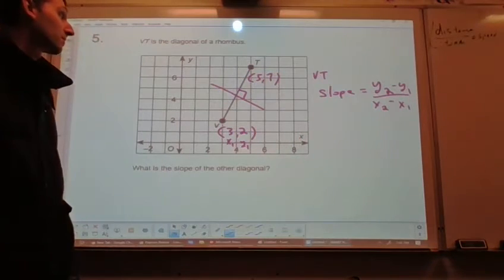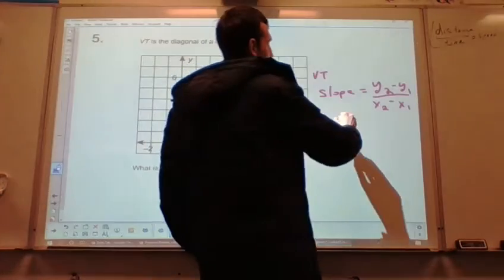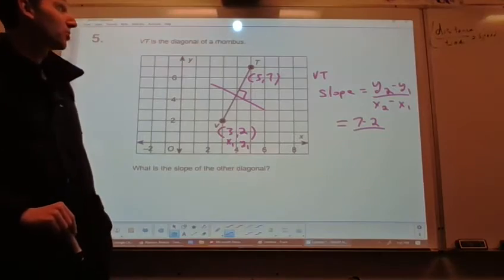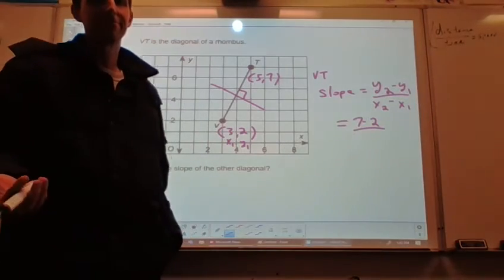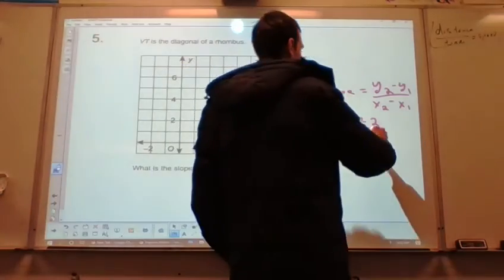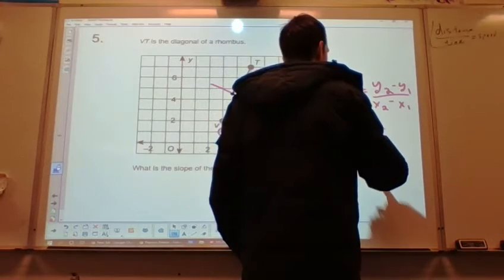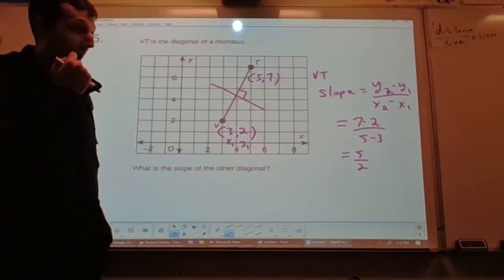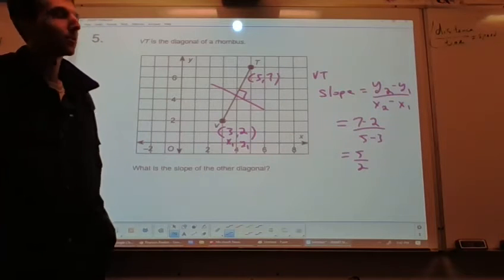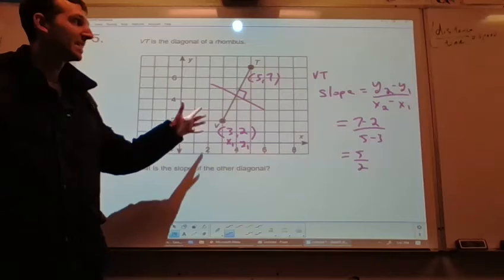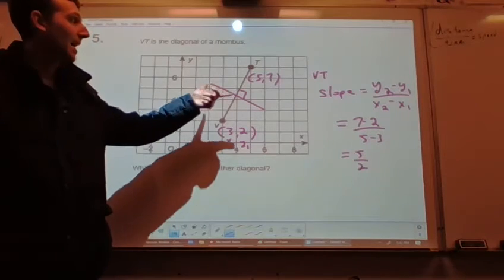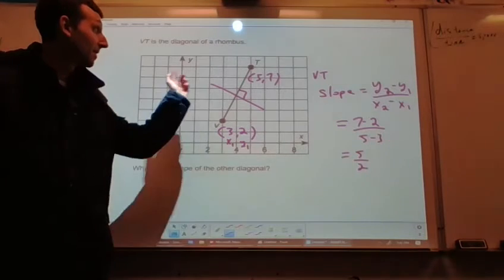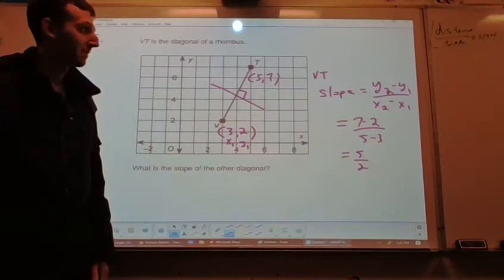Okay, so I mean, might as well use the formula if you went this far. So you have 7 minus 2, and on the bottom, 5 minus 3. So your slope is 5 halves. Now don't put that down for your answer, because you're not looking for the slope of VT. You're looking for the slope of the diagonal. That is the other diagonal. Okay, they don't even give you letters for it.